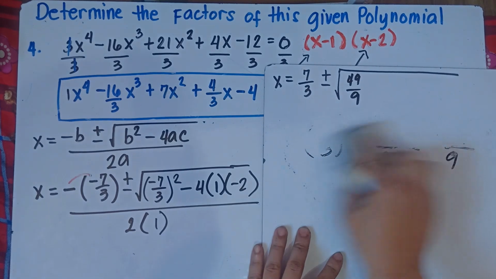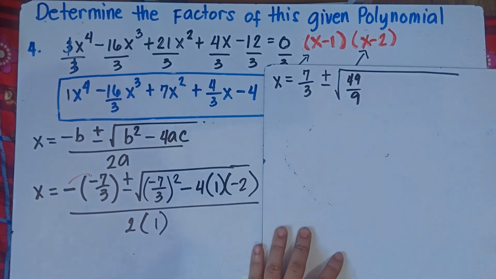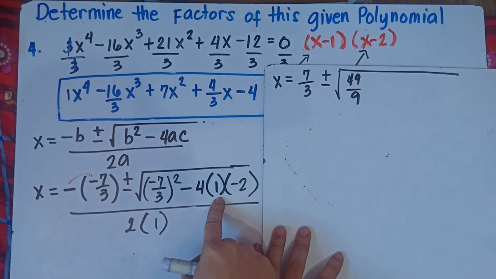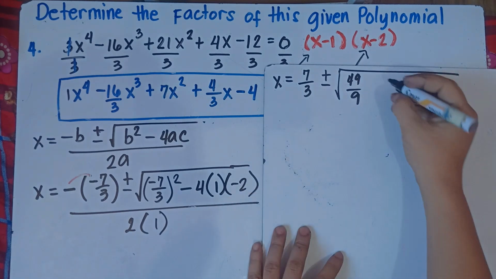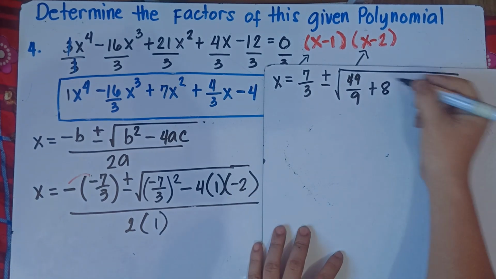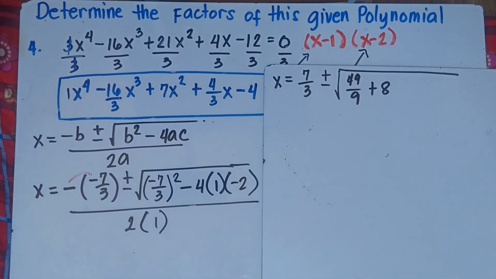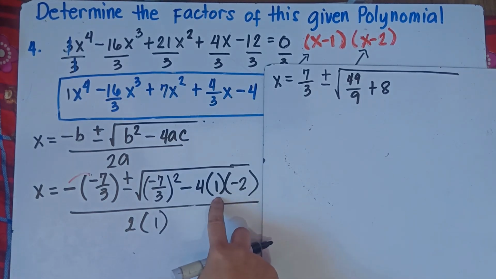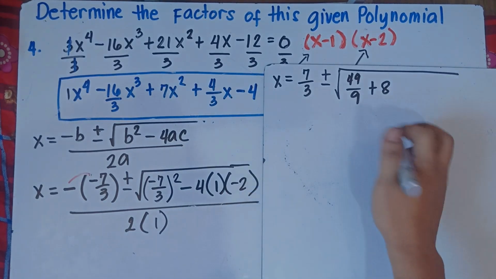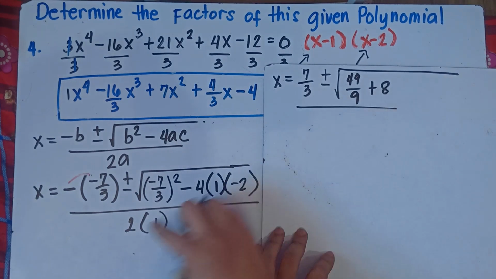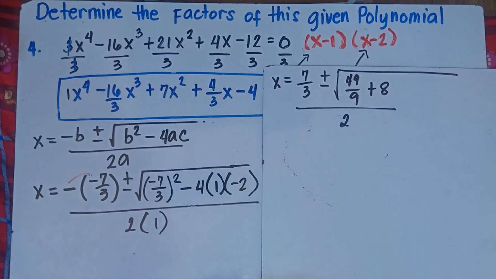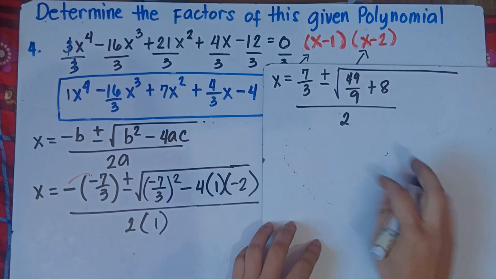Then this is negative 4 times 1, that's negative 4, times negative 2, that's positive 8. Alright, I hope you're still with me. Negative 4 times 1, negative 4, times negative 2, that's positive 8. All over, 2 times 1 is 2. Alright, so next step, copy this one.